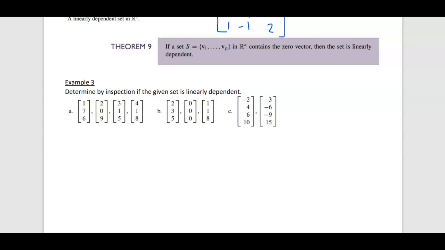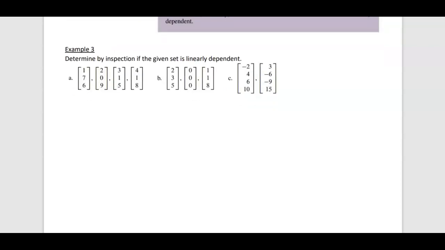So let's look at this, and just by inspection, figure out if the set is linearly dependent. Well, in this one, if I make this one big matrix, I have more columns than rows, so it's dependent. Here, I have a 0 vector, so it's dependent.